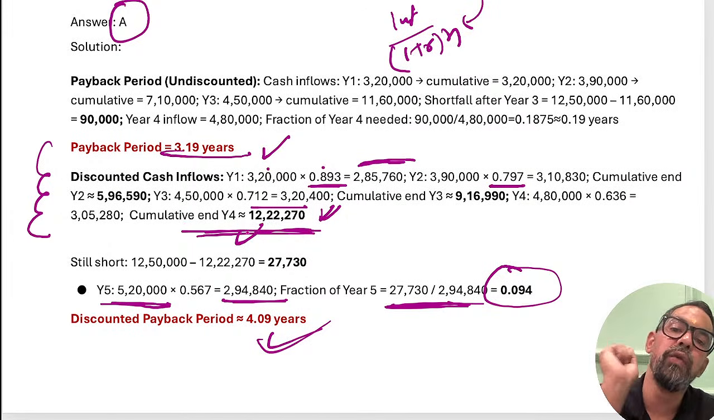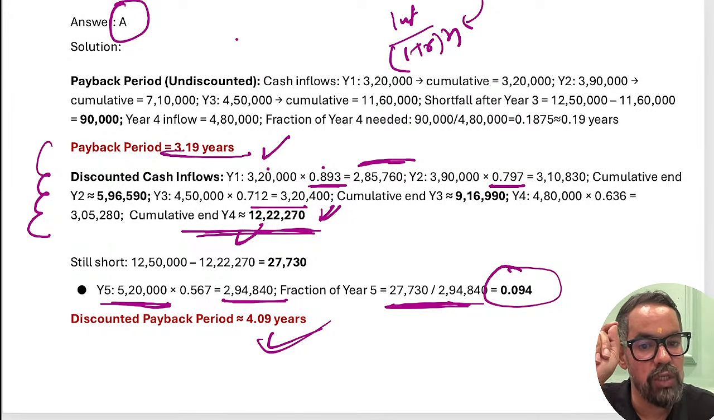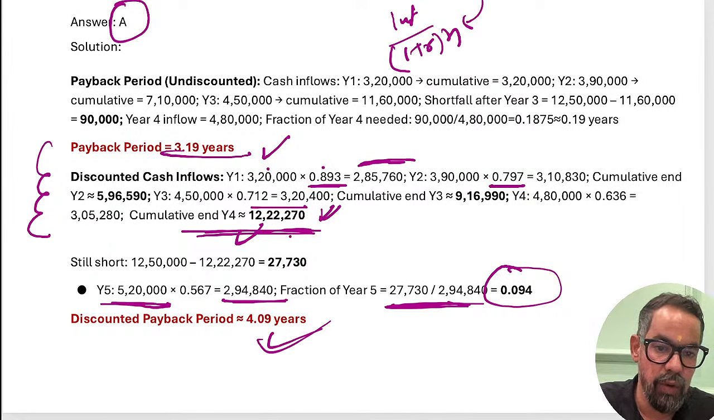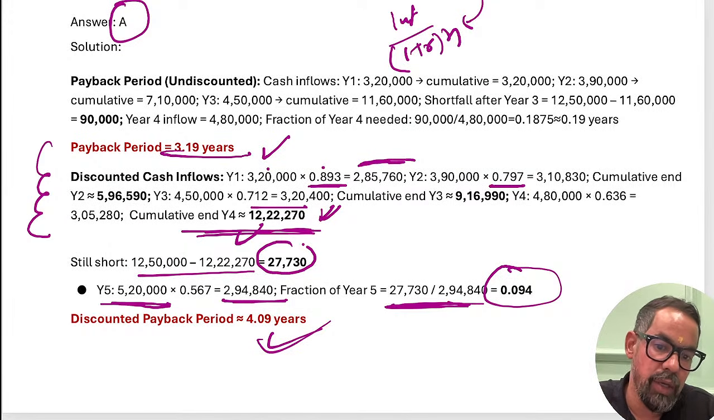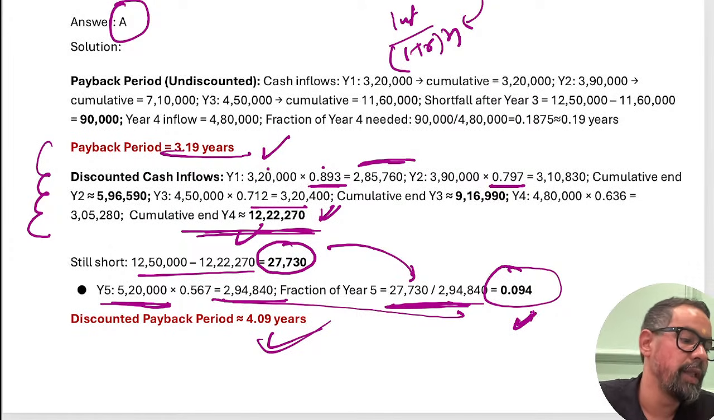By the end of fourth year, what are we getting back? 12,22,270. Your initial investment was how much? 12.50 lakh, or whatever the number is. So we need this money. This we will pick from the fifth year. How will you get this? Divide by fifth year inflow. That adjusted inflow means this discounted amount, we get to know this and that is the answer.